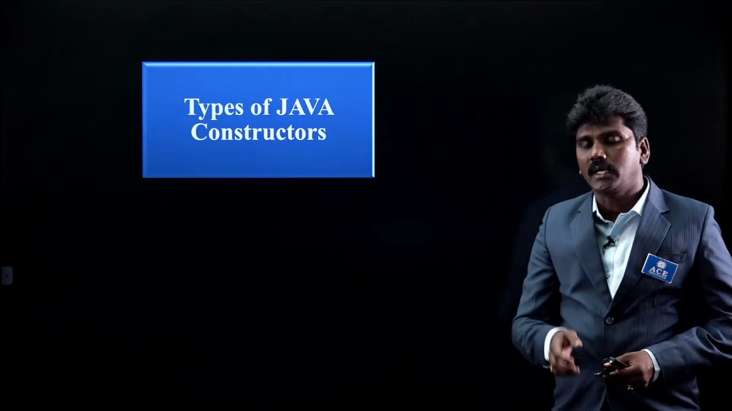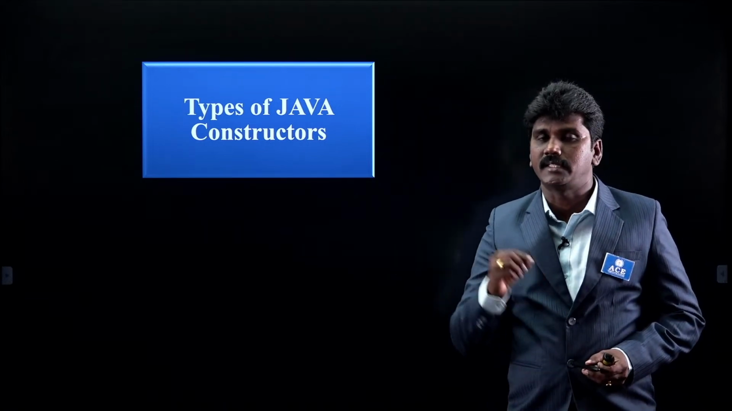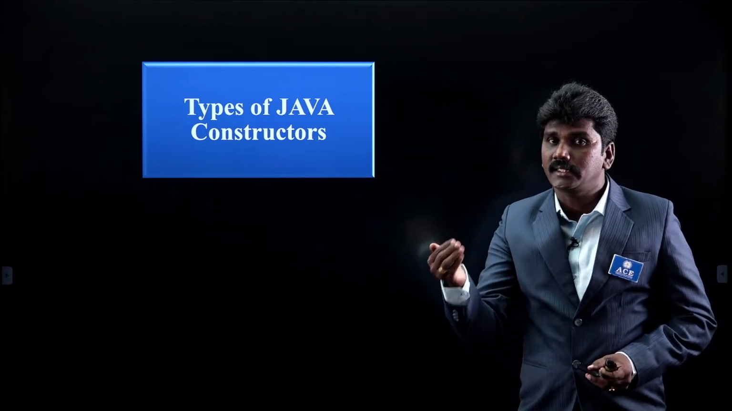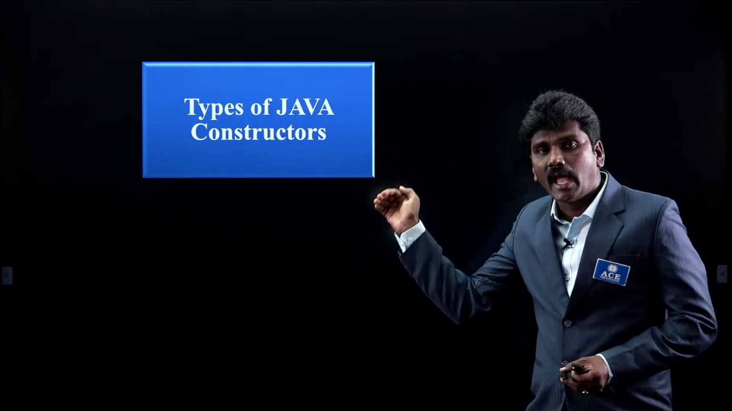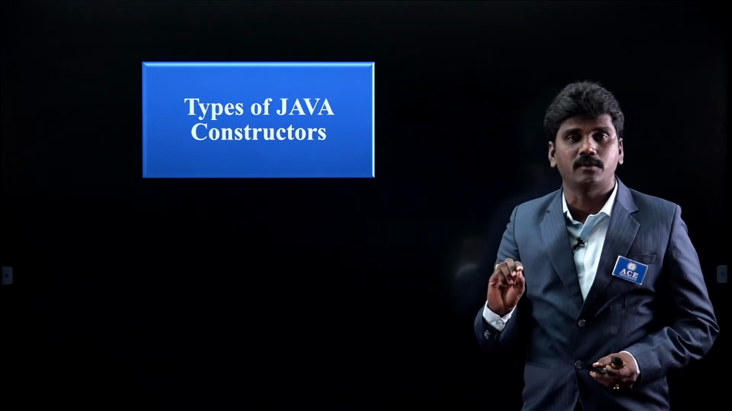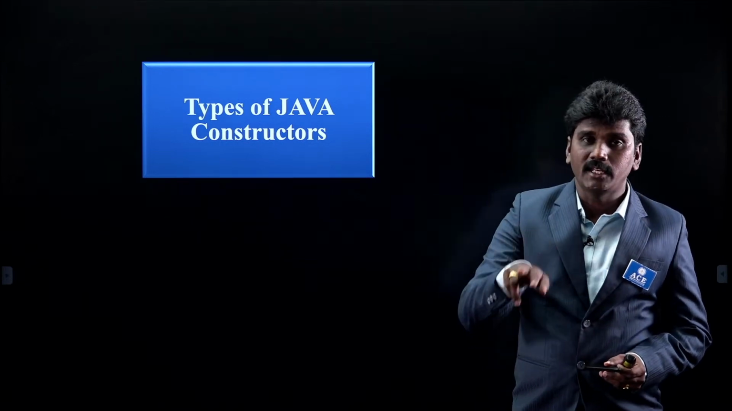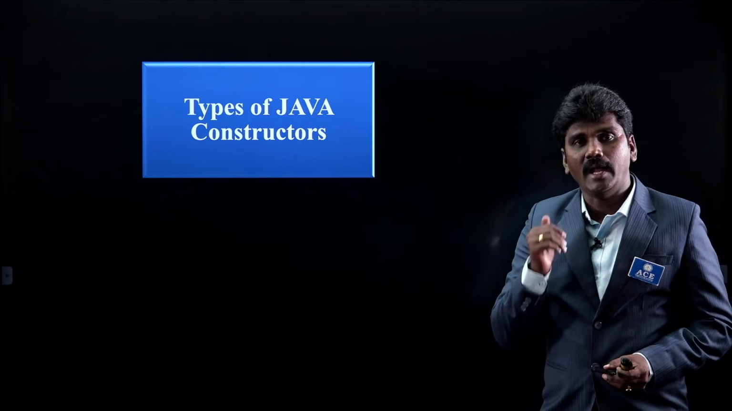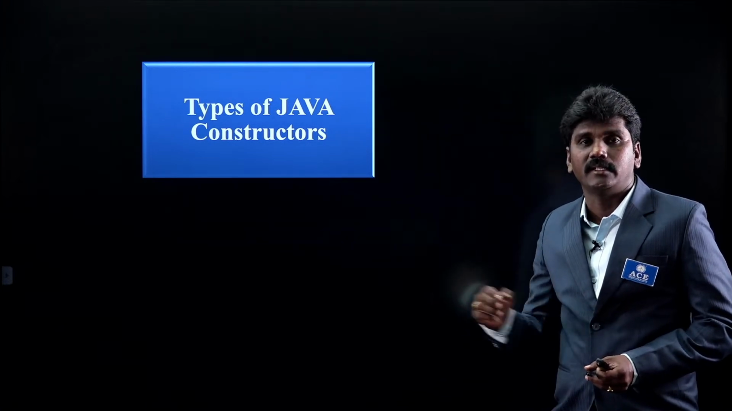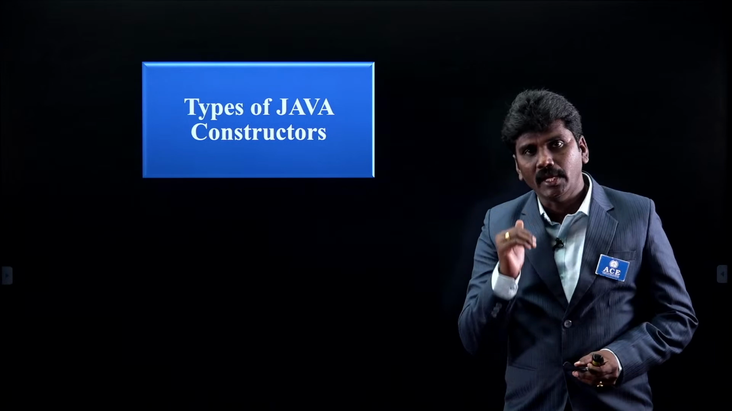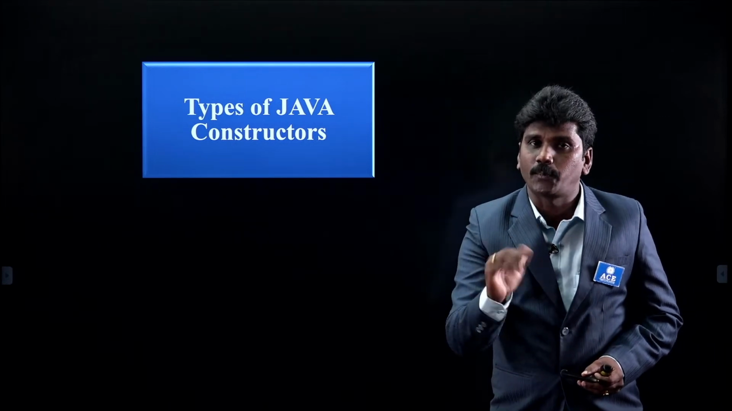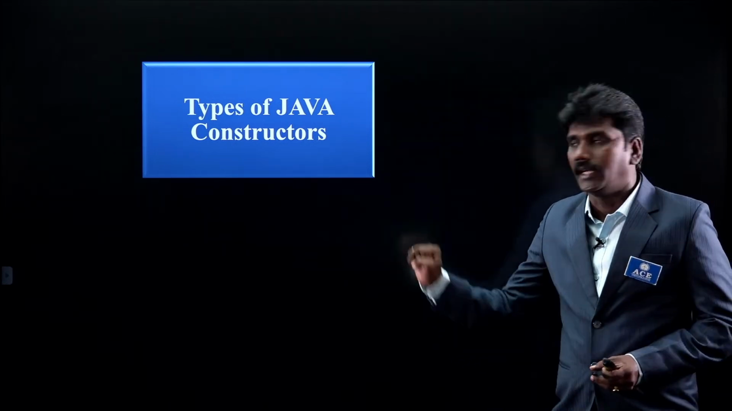Just now we have seen the rules of the constructor. The constructor name is the same as the class name. A constructor is a special kind of method. A constructor initializes the instance variables. It should not return any value, means we should not use any return type along with the constructor. We can use an access specifier along with the constructor, and the constructor should not be static, abstract, final, or synchronized. If we have not used any constructor inside our class, then by default the Java compiler is going to provide one default constructor.